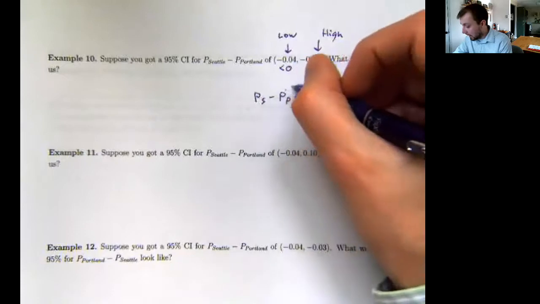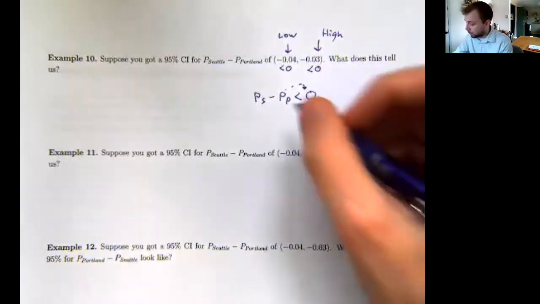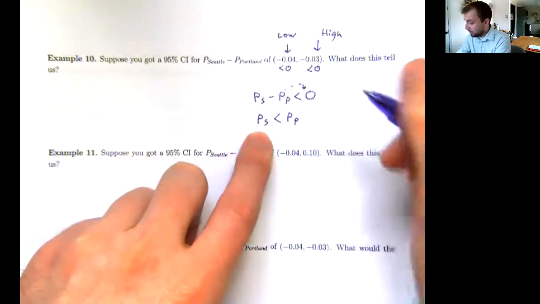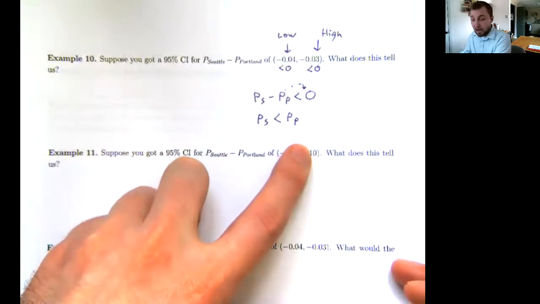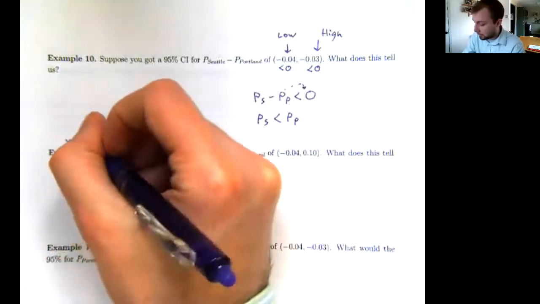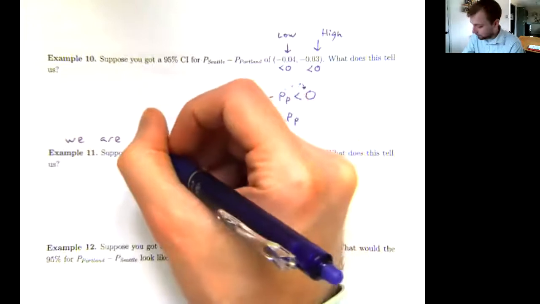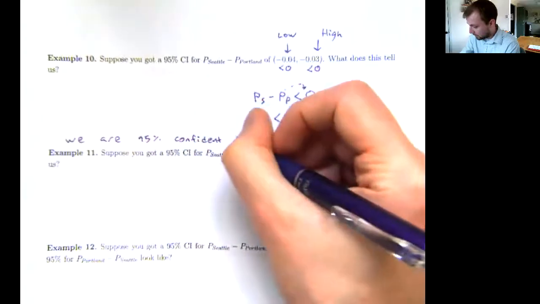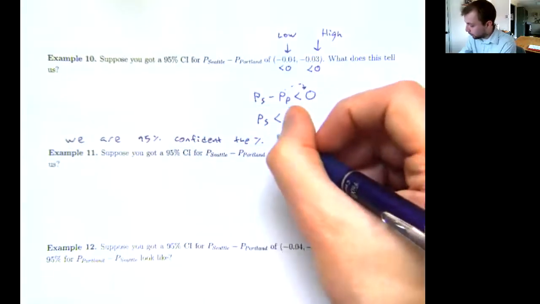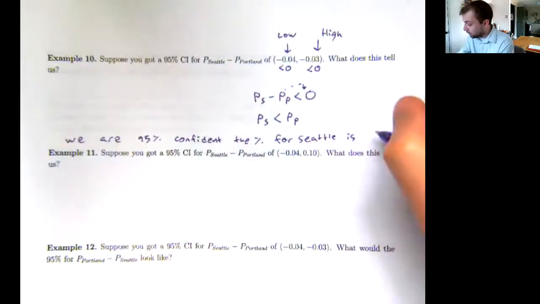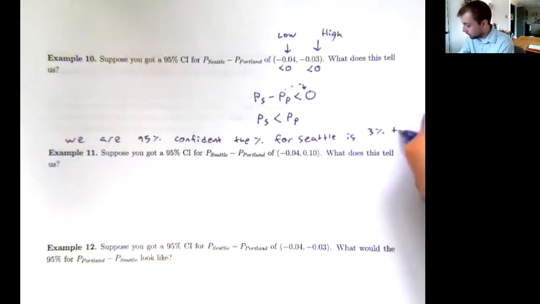To get rid of subtraction, I add this to the other side. So I'm going to add that Portland symbol to that side. This tells me that Seattle did worse than Portland by, and the amount that it's by is going to be the numbers above. So we are 95% confident that the percent for Seattle is anywhere from 3% to 4% lower than Portland.